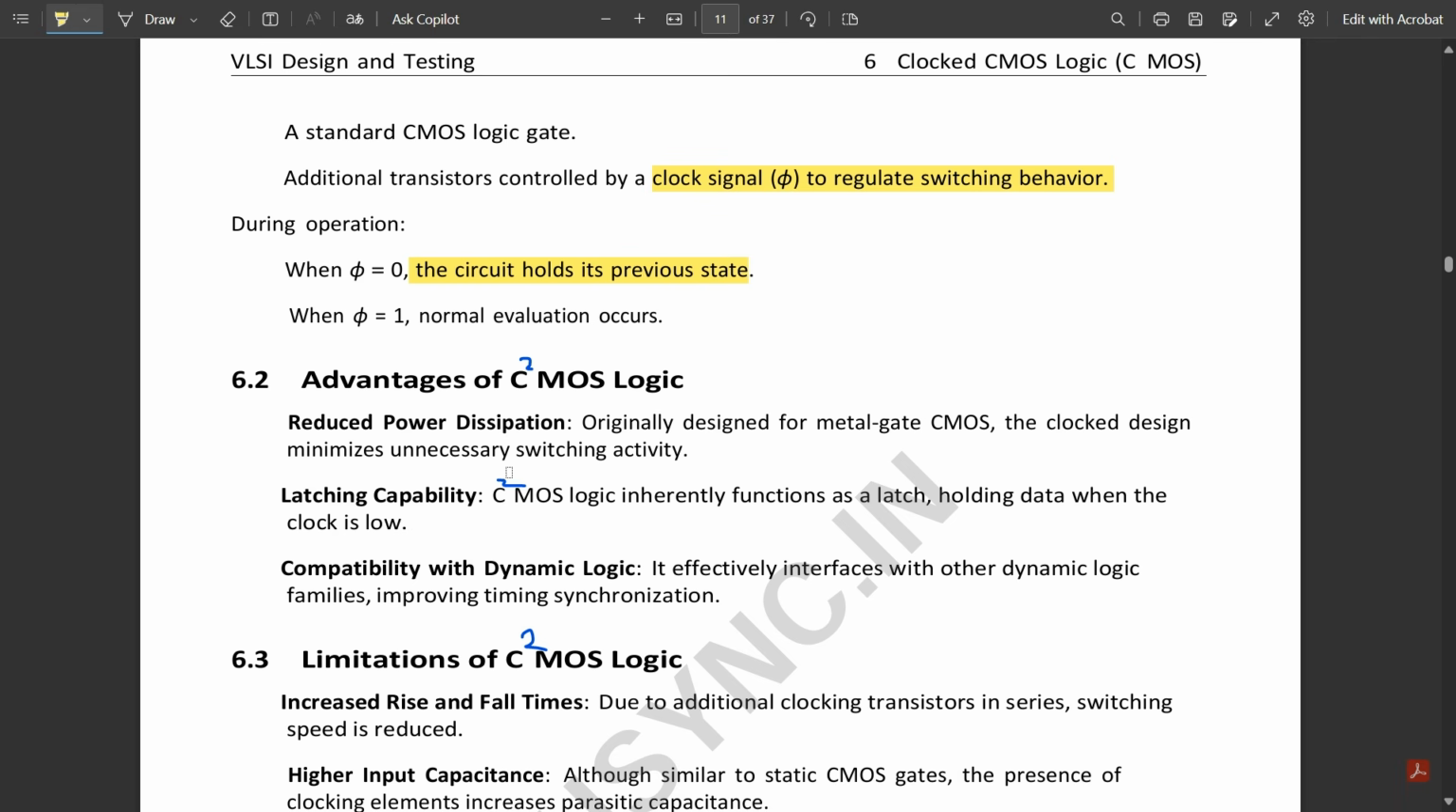Advantages of C²MOS logic. First is reduced power dissipation. It was originally designed for metal gate CMOS, and the clocked design minimizes unnecessary switching activity. Next, we have latching capability. The C²MOS logic inherently functions as a latch, holding data when the clock is low. Next, compatibility with dynamic logic. It effectively interfaces with other dynamic logic families, improving the timing synchronization. These are some of the advantages of C²MOS logic.